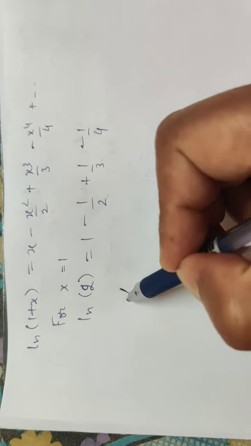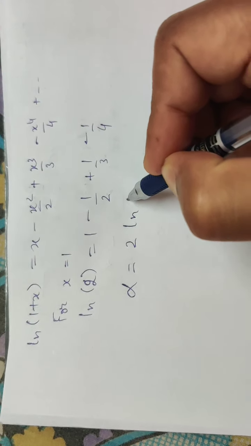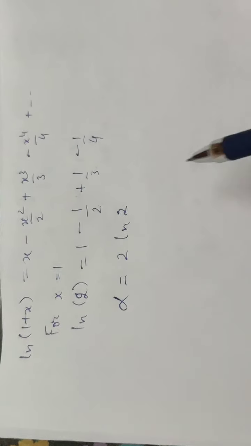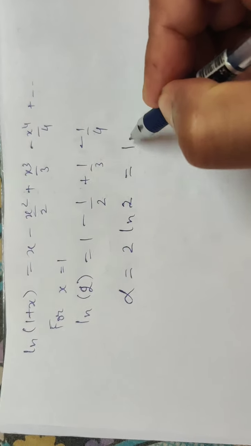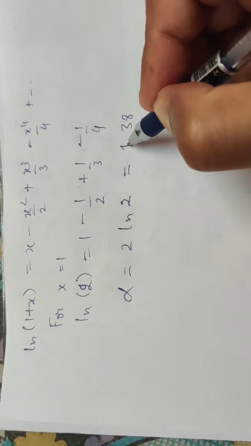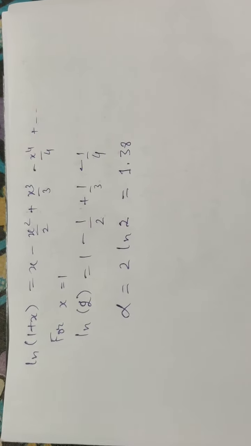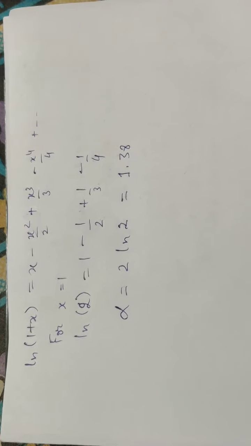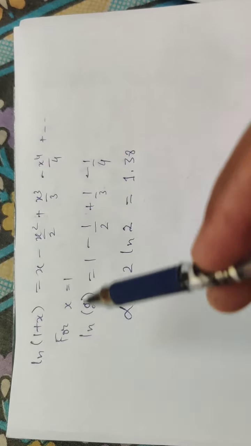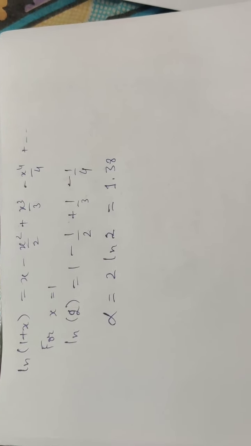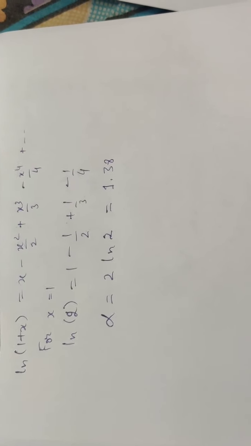Thus alpha is equal to 2 into natural log 2, and if you calculate this, it will be 1.38. So thus we can calculate the Madelung constant for any structure such as NaCl, cesium chloride, for any structure. In this example I have calculated it for one dimension, so we can also take two-dimensional and three-dimensional ionic arrangements.